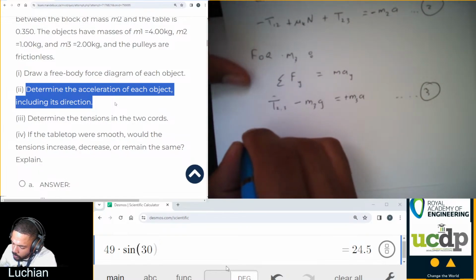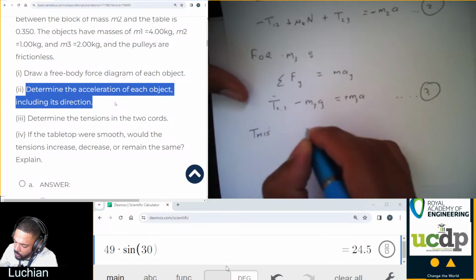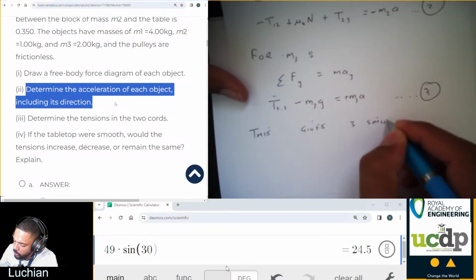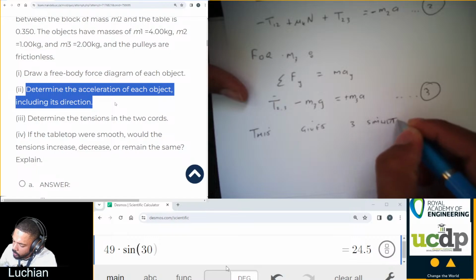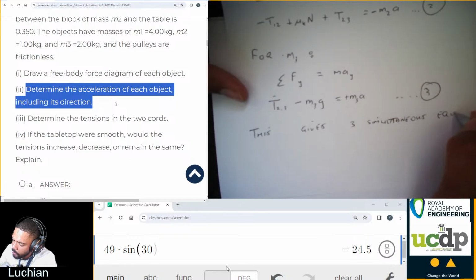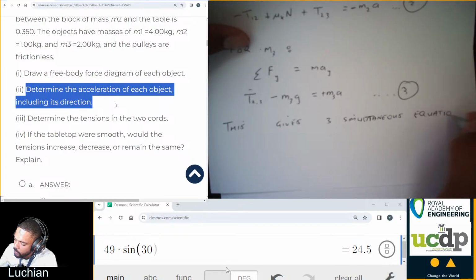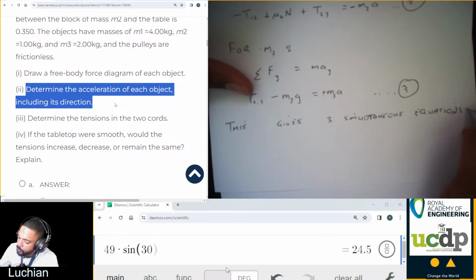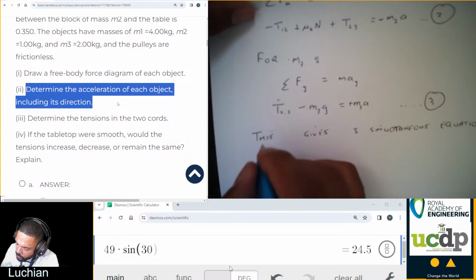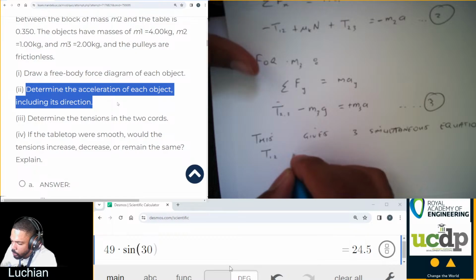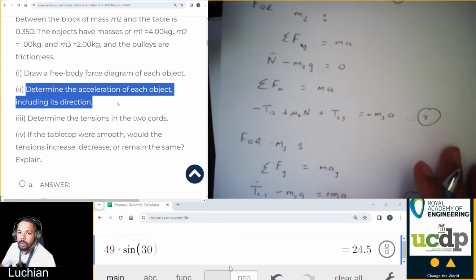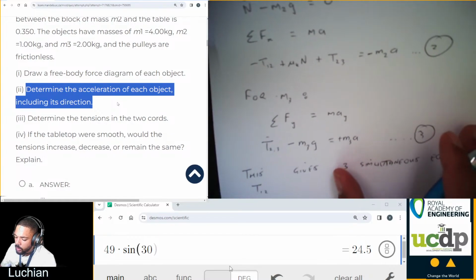This gives three simultaneous equations. So the three simultaneous equations are then T12, the tension in 1 due to 2. Sorry, I'm touching the cable here. The difficulty is that I'm writing at the end of the page.